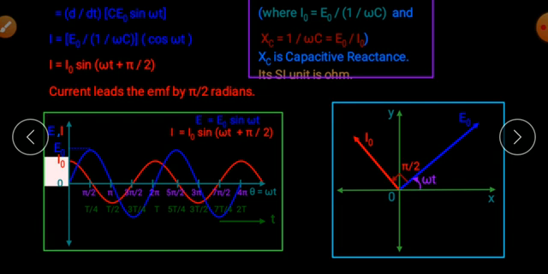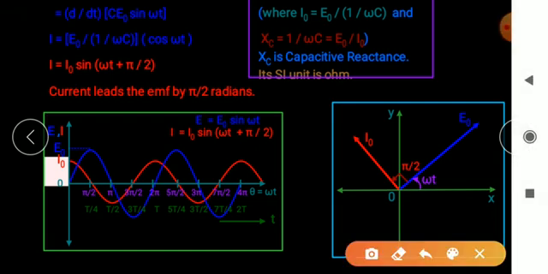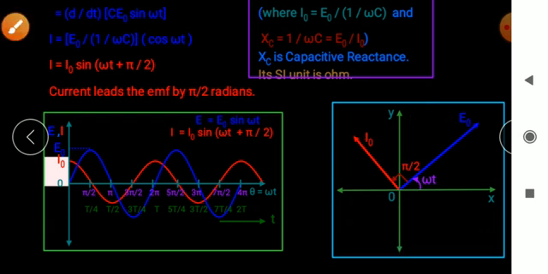So the projection of these phasors on the vertical axis gives the instantaneous values of E and I, of EMF and the current respectively. The projection on the vertical axis gives the instantaneous values of voltage and current. This is the instantaneous value of current. This is the instantaneous value of EMF.